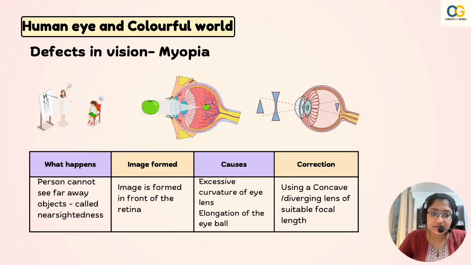So what happens here is a person cannot see far away objects, and it is called nearsightedness. Because I can see near, I have nearsight, but I cannot see far away objects. That is why it's called nearsightedness. The image is formed in front of the retina, and this is caused due to excessive curvature of the eye lens or elongation of the eyeball. You correct this using a concave diverging lens of suitable focal length to be able to focus it back onto the retina. This is called myopia.